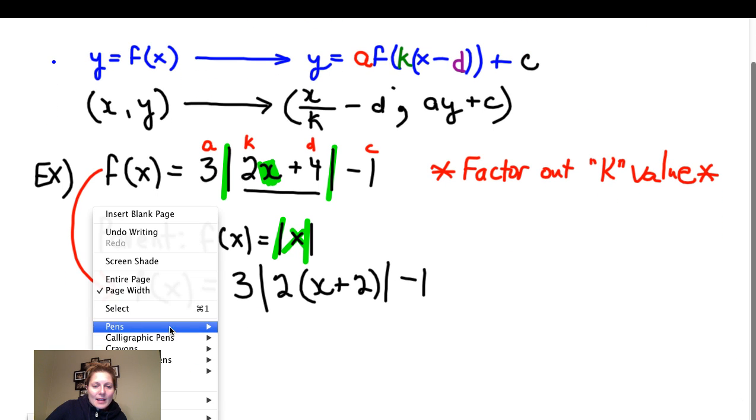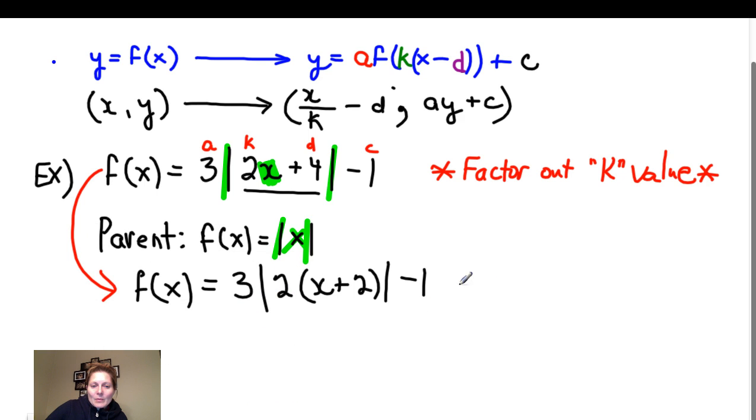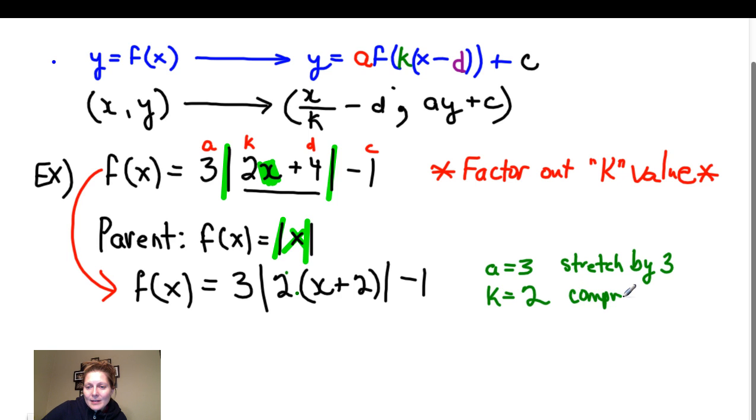So we can see that we have an A value that equals 3. And what that means is that this is going to be a stretch by 3 on all of my y values. So all of my y values are going to be stretched by 3. Okay. Next in line is I have this 2 right here. And so that means I have a K value that equals 2. So that means that all of my x values are going to be compressed by 1/2.